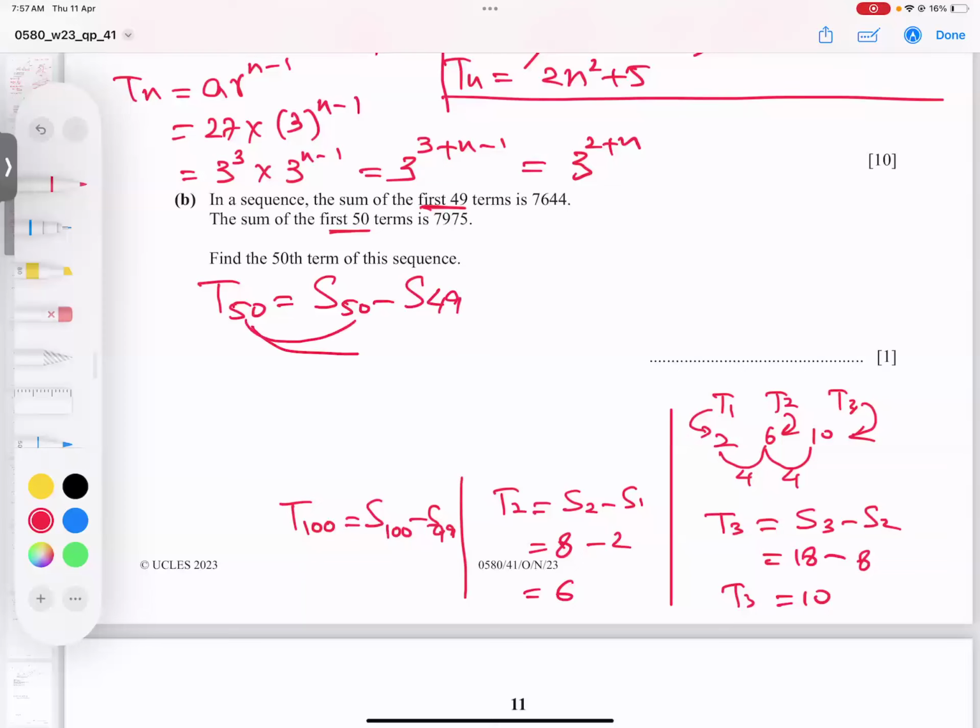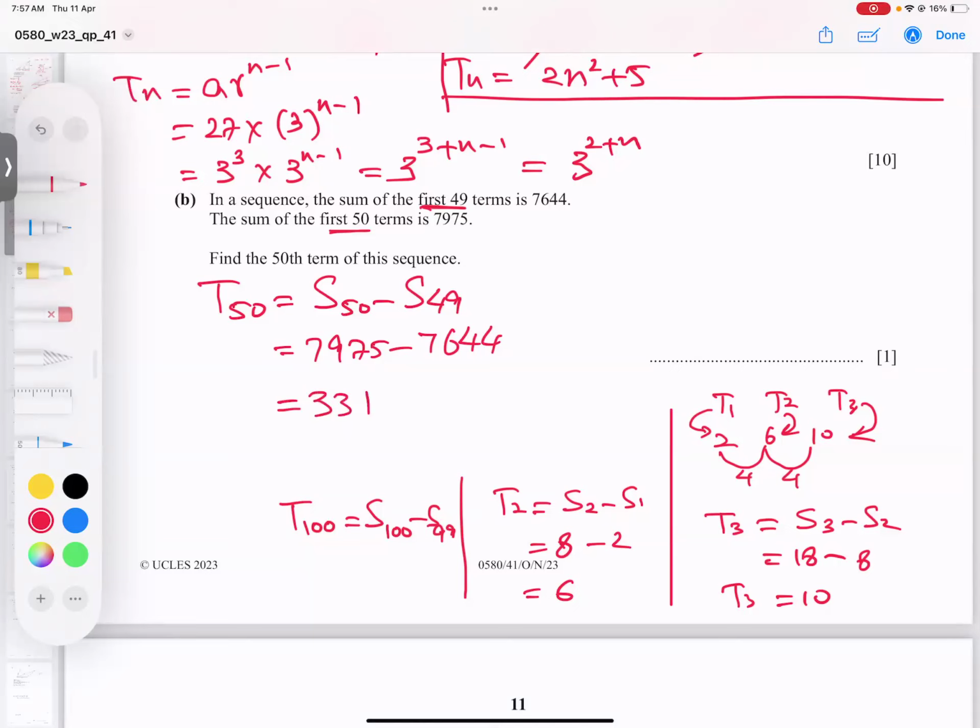Because it's the same and there's always one less. And what is the sum of 50 terms? Look, I'm reading here: the sum of the first 50 terms is this. So I'm replacing it, 7975. And I believe you got my point. 757, okay. And the sum of 49, the reader statement: the sum of the first 49 terms is this one. Make sure the first word must be there. Okay. And if you subtract, 7975 minus 7644, I get 331.